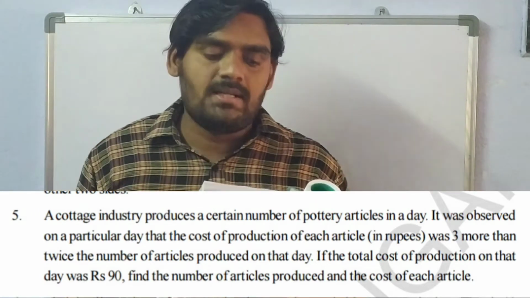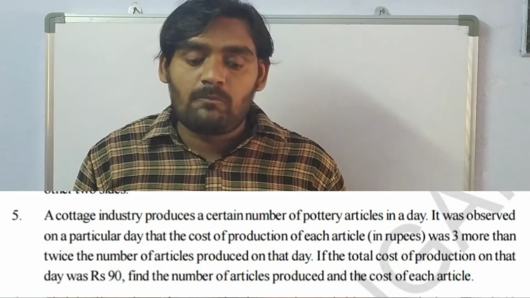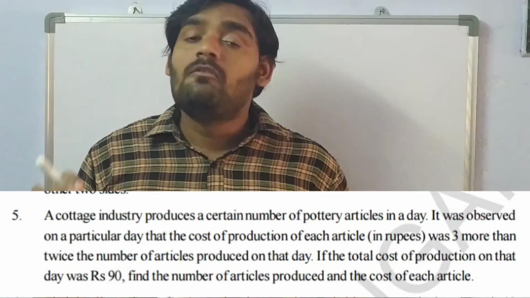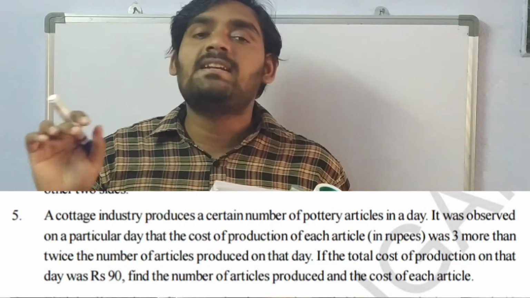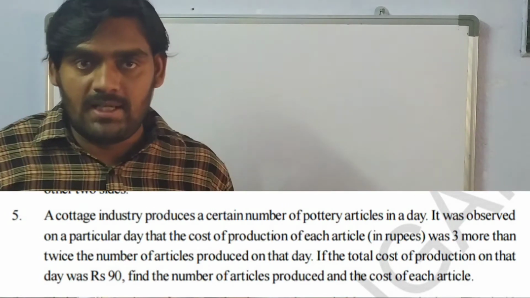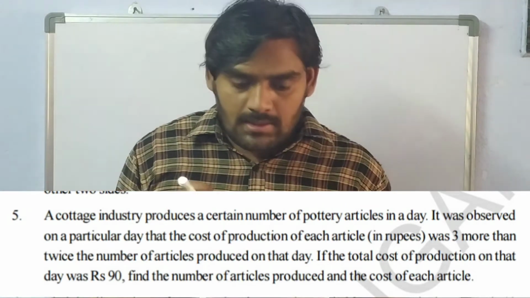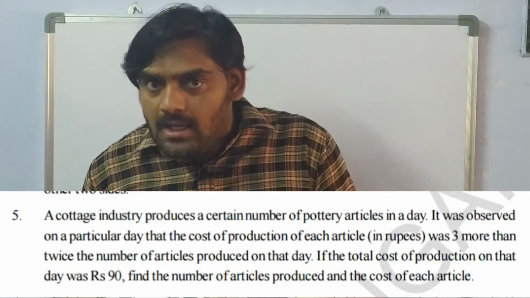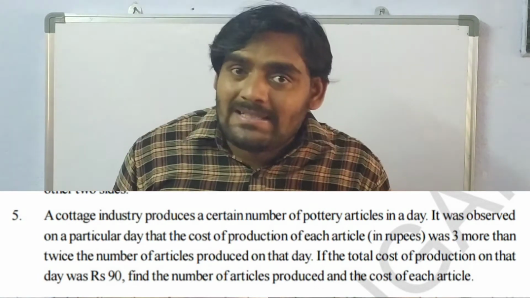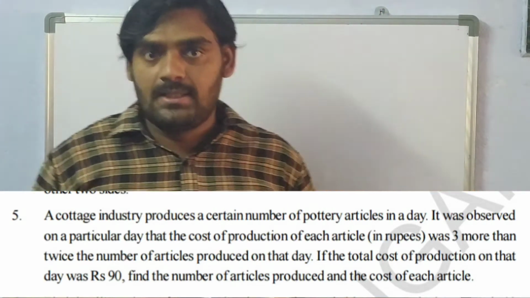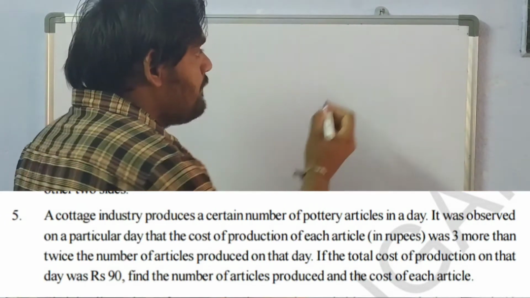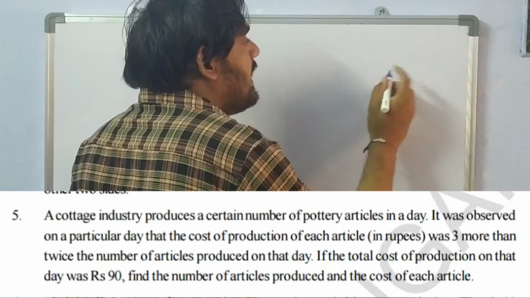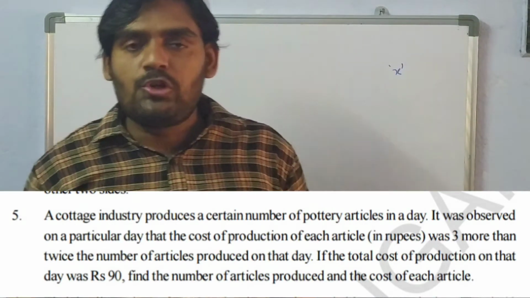See here, a cottage industry produces some pottery articles. It was observed that on a particular day, the cost of production of each article was 3 more than twice the number of articles produced on that day. See here, it is the condition they have given. The cost of production of each article was 3 more than twice the number of articles produced on that day. It means, suppose x number of articles are produced on that day.